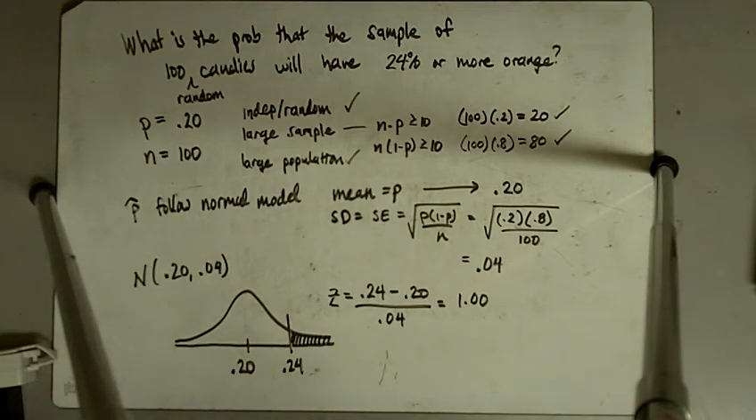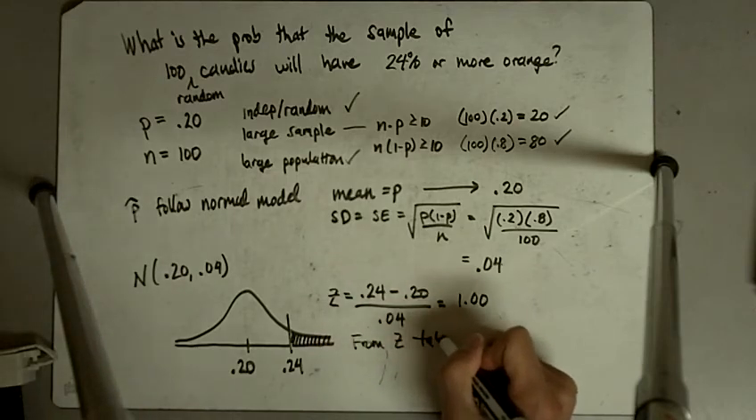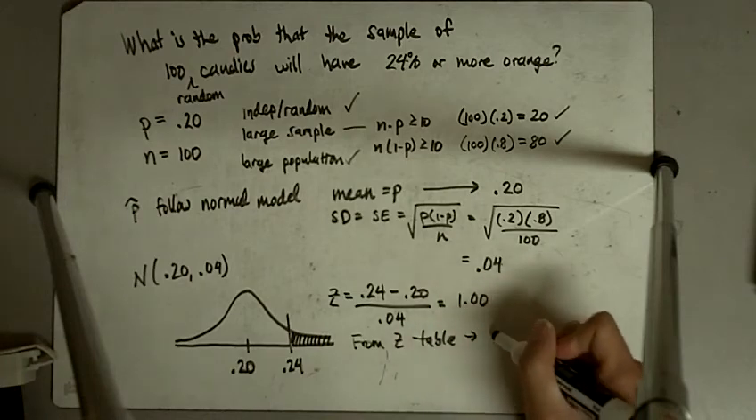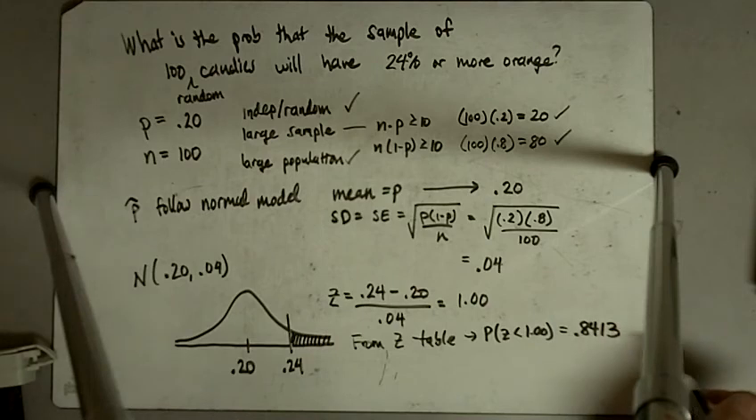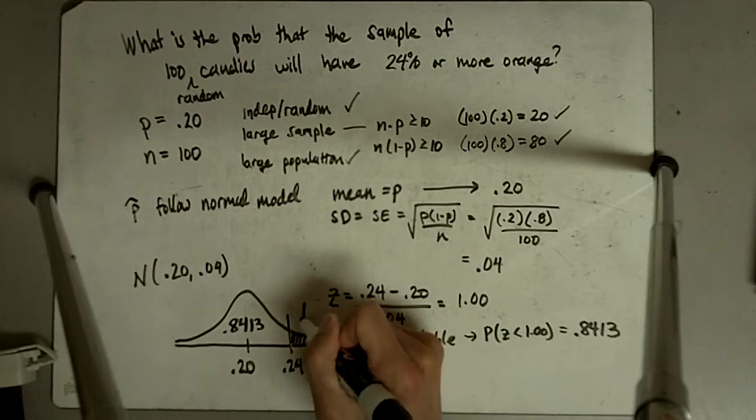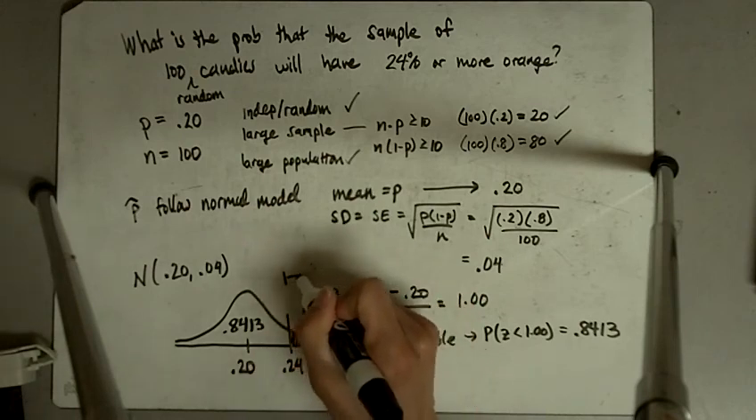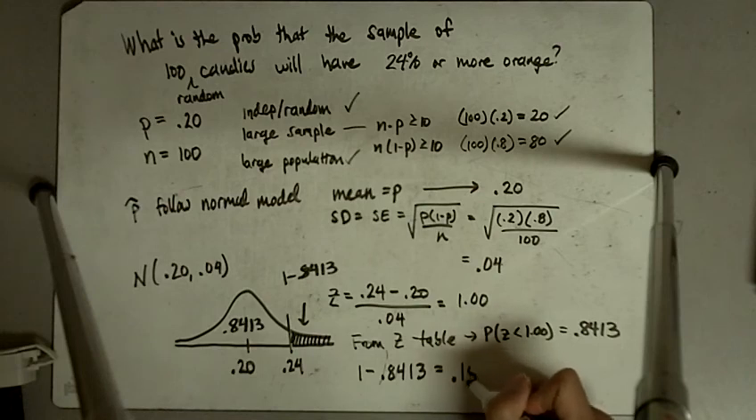I go to the back of the book, and I look up the area to the left of 1.00. From the z table in the back, the area to the left of 1.00, or the probability that z is less than 1.00, is 0.8413. This is the number that you get from the z table, which means the area over here is going to be 1 minus 0.8413. This gives me 0.1587.